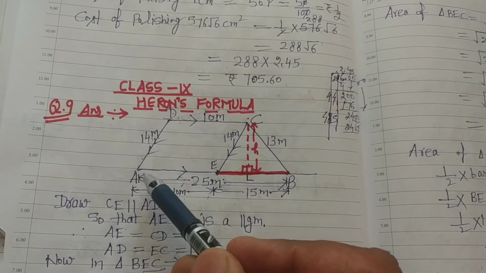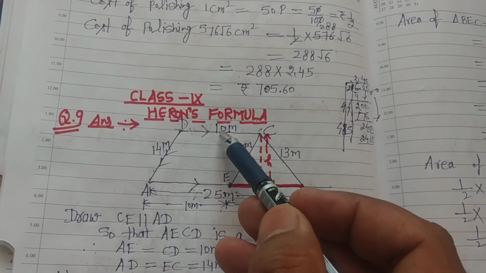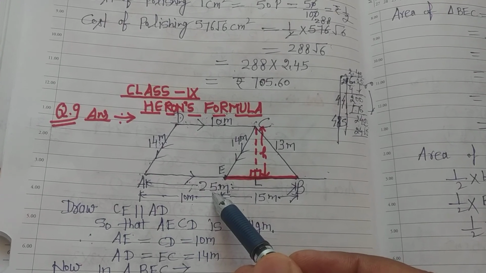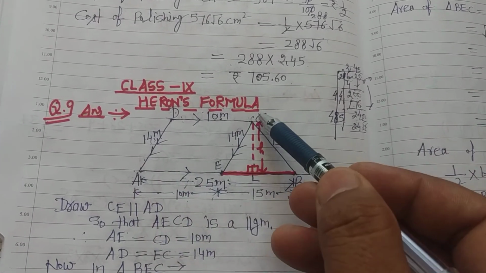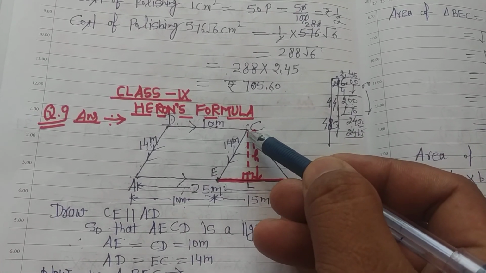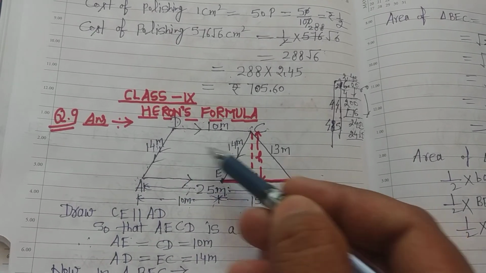So let us suppose this is ABCD. It is a trapezium. Parallel sides are, this is 10 meter and AB is 25 meter. Non-parallel sides, one is 14 and one is 13. Now what we'll do in the construction part: draw CE line parallel to AD. So these two lines are parallel.